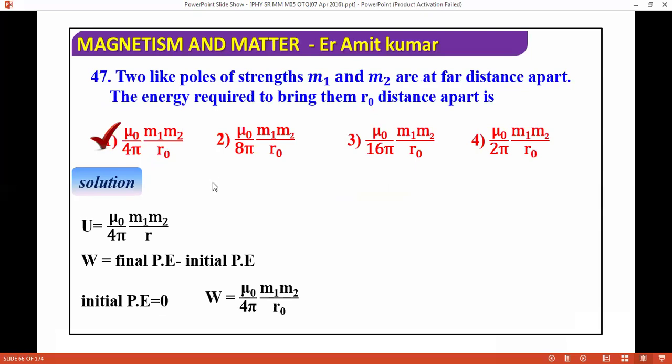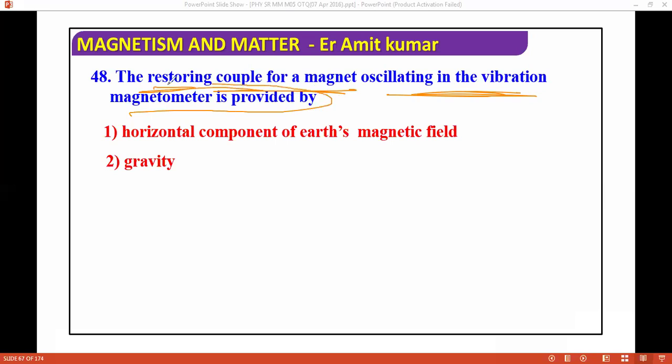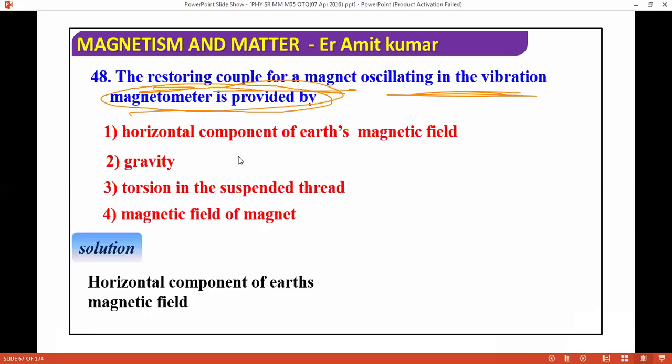Next question: the restoring couple for a magnet oscillating in the vibration magnetometer is provided by what? The options include the horizontal component of Earth's magnetic field, gravity, and others. So basically it is the horizontal component of Earth's magnetic field.